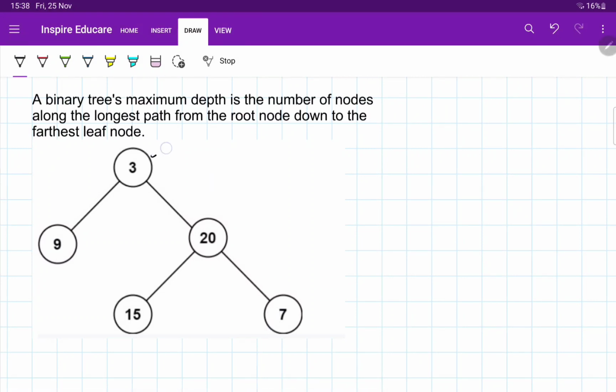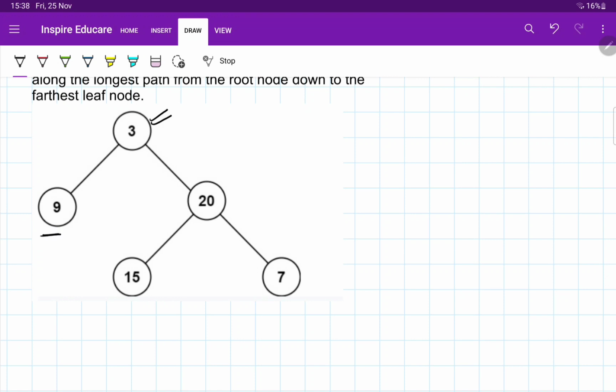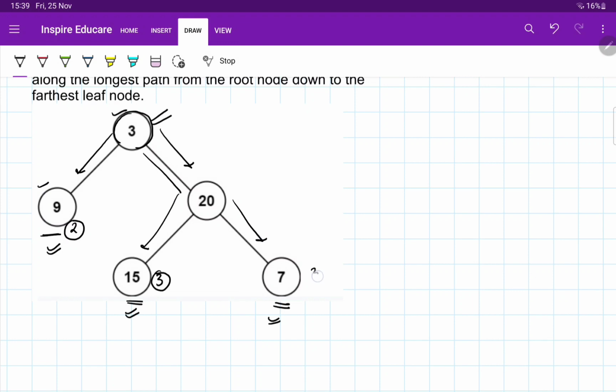And this is our root node 3, right? So what we'll do is we'll find out the length of the path to all the leaf nodes from the root node. So we have 3 leaf nodes, right? 9, 15 and 7. So I'll find out the length to those nodes. From 3 to 9, the length is 1, 2, that is 2. From 3 to 15, we have this path, right? 3, 20 and 15, that is 3 nodes. So the depth is 3. And from 3 to 7, it will be from 3 to 20 to 7, that is again 3 nodes. So the length of the path is 3.